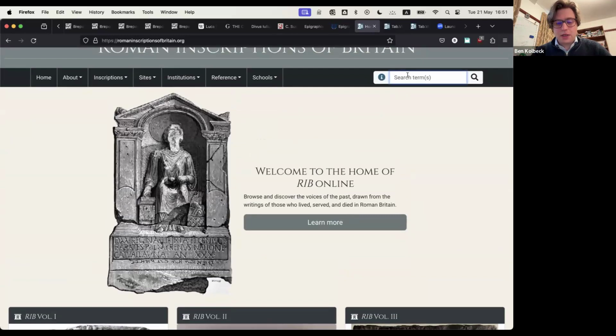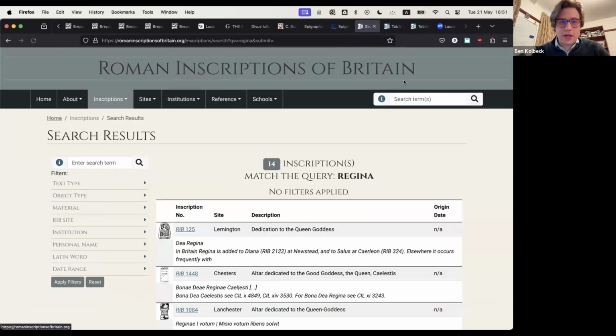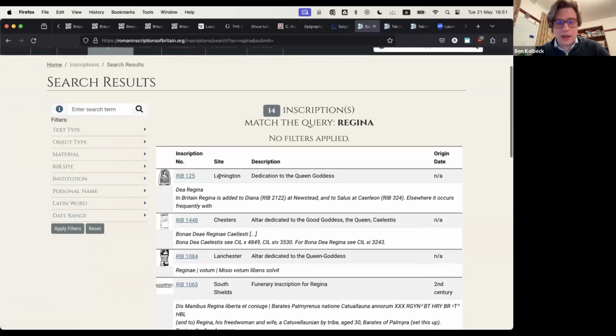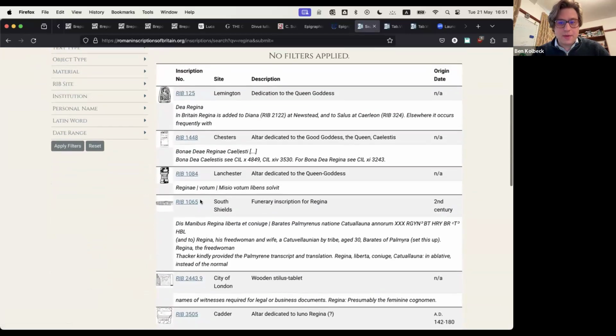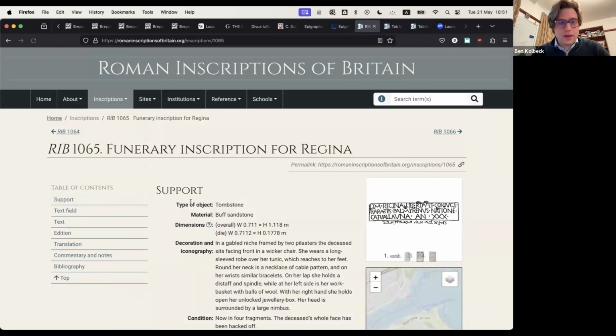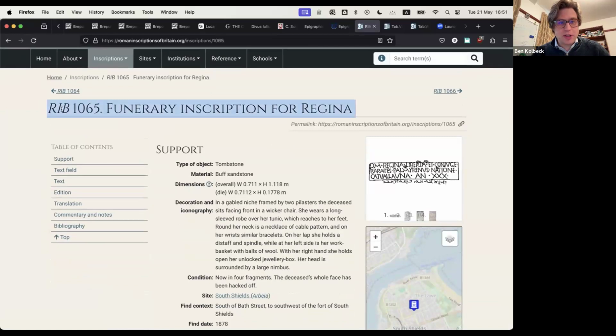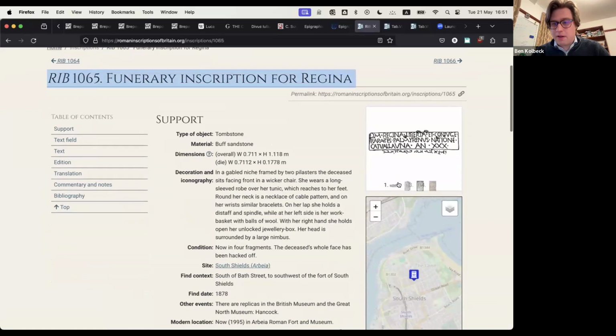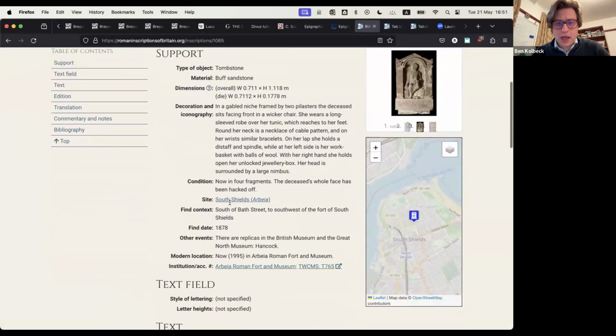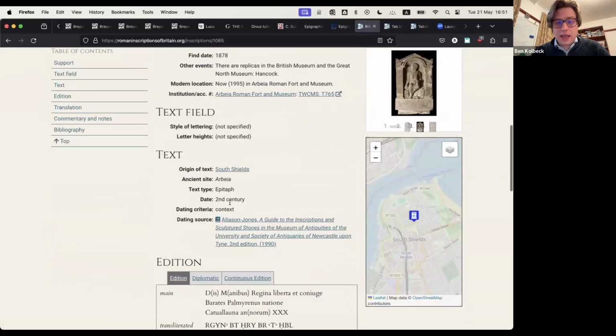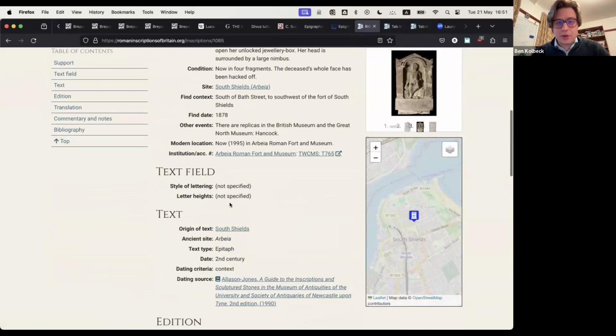So if I were to go, you can either search if you happen to know the identifier of a particular inscription, or you can search a key term. So I'm searching for Regina, Queen, just to find a famous inscription. This is Roman Inscriptions of Britain 1065, which is a very famous funerary inscription, which is now at South Shields. And you can see here, this is what the page looks like.